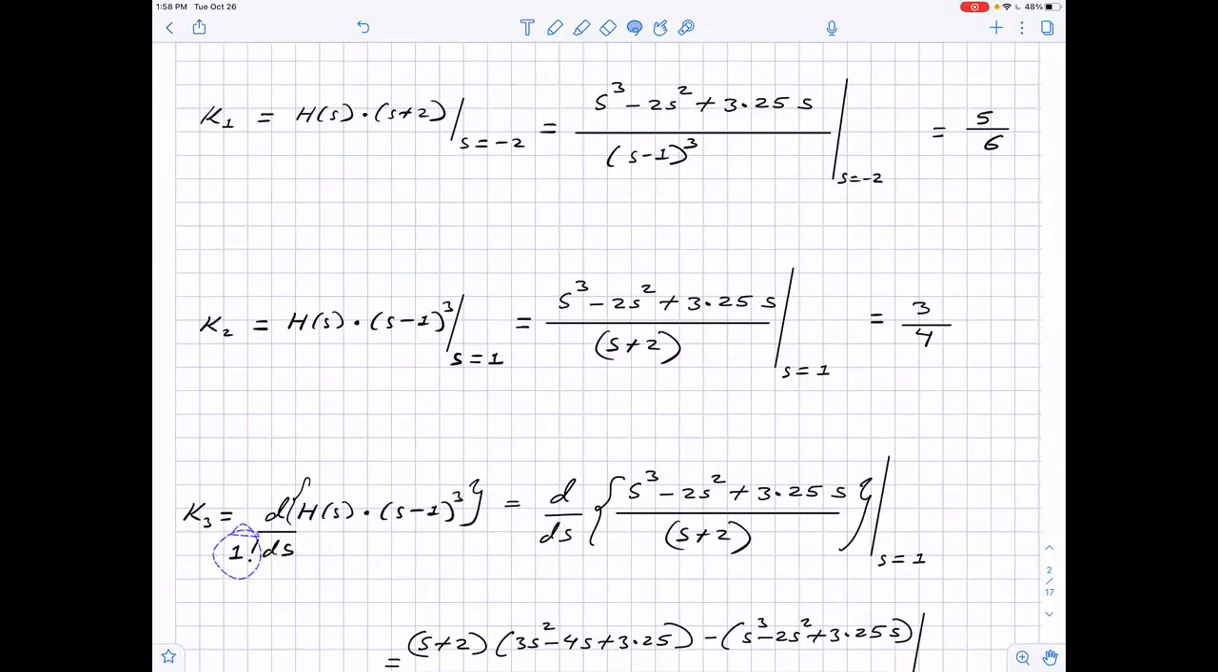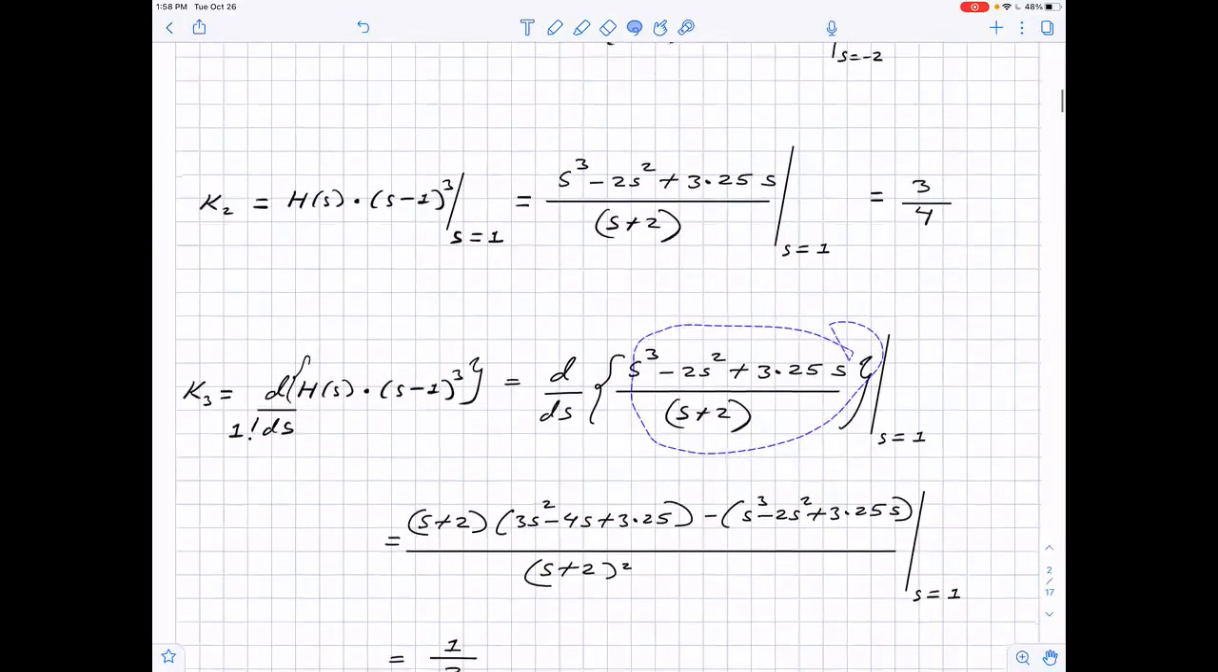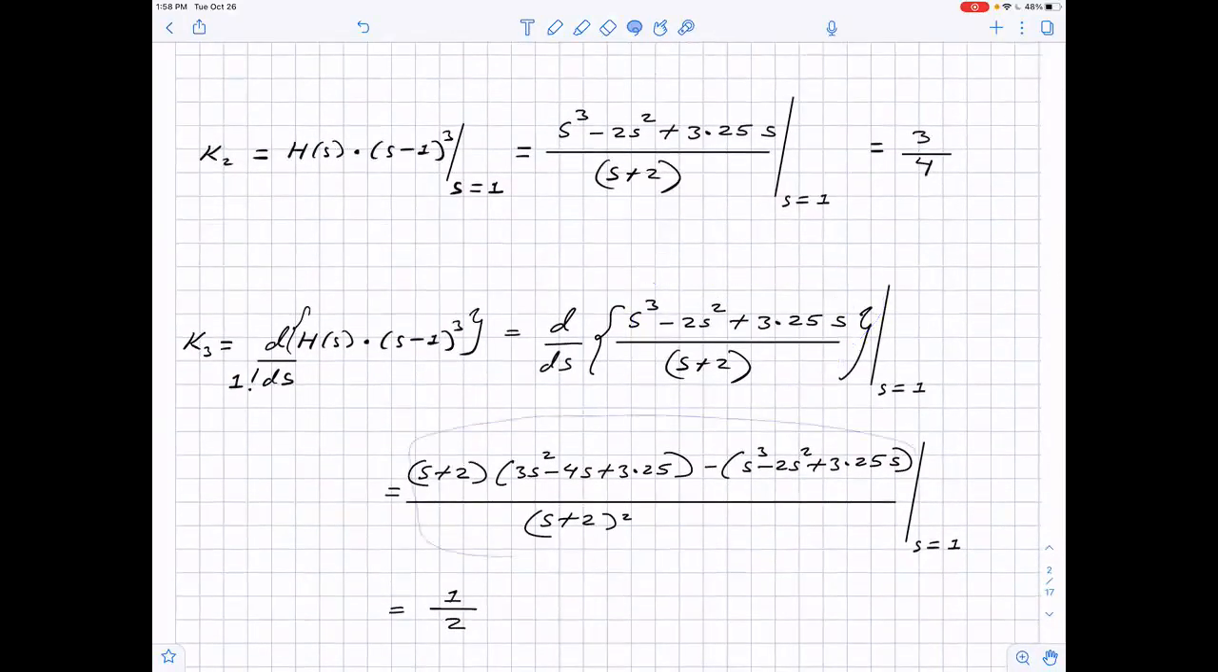This equals the order of the derivative. This is the first order derivative, so we have 1 factorial. When we have a second order derivative, we'll have 2 factorial. Third order derivative, 3 factorial, and so on. Okay, so the expression for this is over here. Now we differentiate with respect to s using the quotient rule, and we get this expression for the derivative, and we plug in s equals 1, we get the value for k3, which turns out to be 1/2.